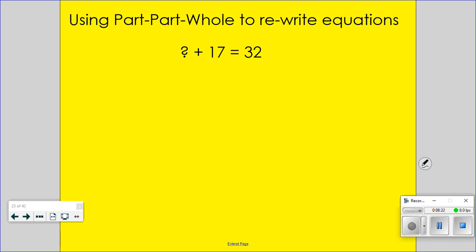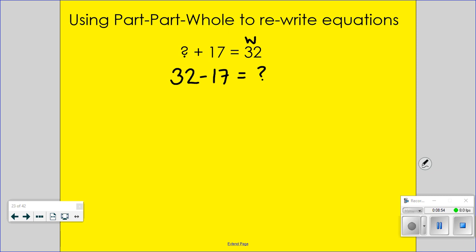Okay. Which one of these is my whole? That's my total. It's not getting any bigger than that. 32 is as big as it's going to get. Lincoln, what's one of the equations that I could come up with? 32 minus 17 equals question mark. Did anyone come up with a different one?